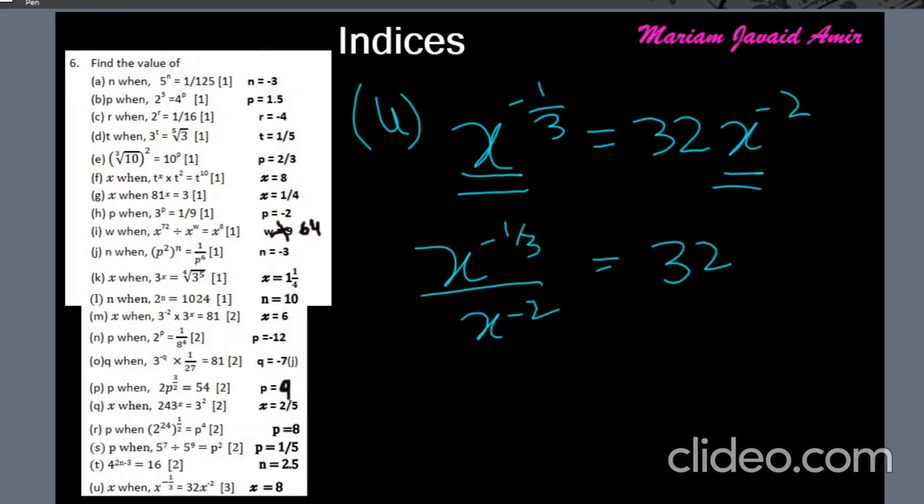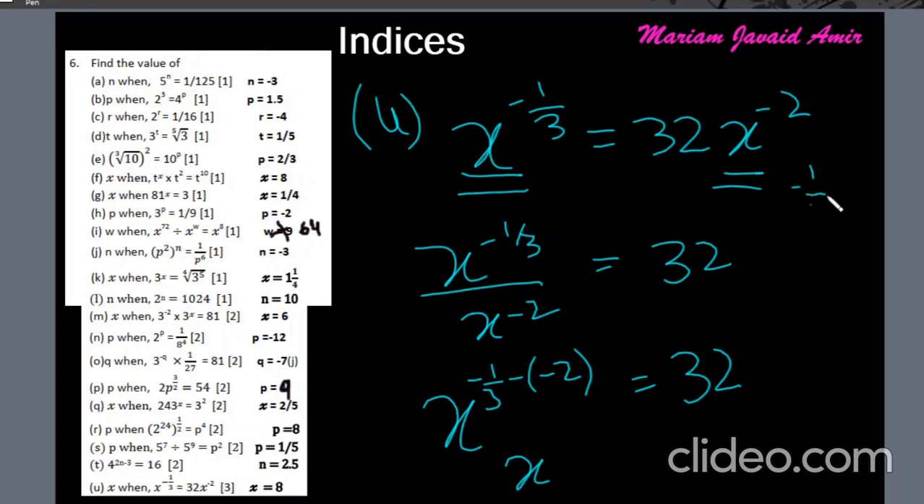Now since they're being divided, I'll subtract the power. Minus 1 over 3 minus minus 2 equals 32. So x power, what is minus 1 over 3 plus 2? We get 3 here as the LCM, so minus 1 plus 6, so this is 5 by 3. So x power 5 by 3 equals 32.